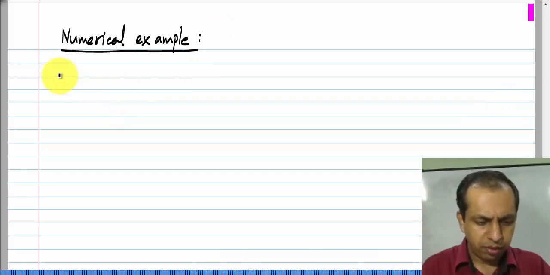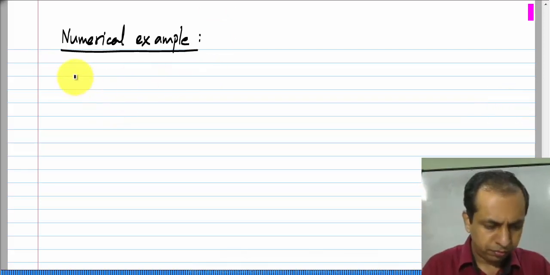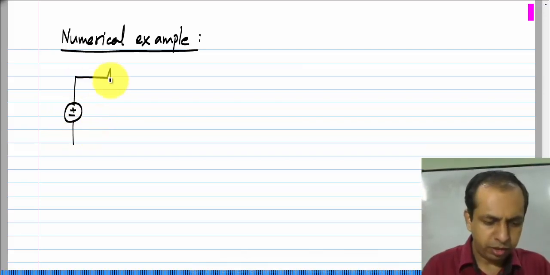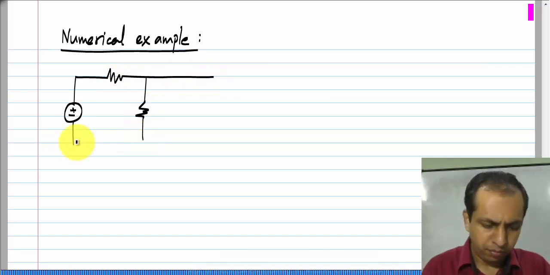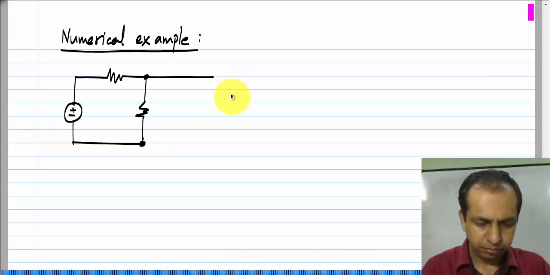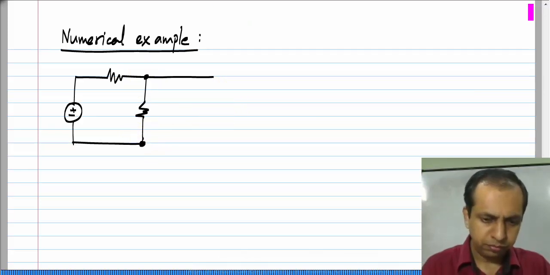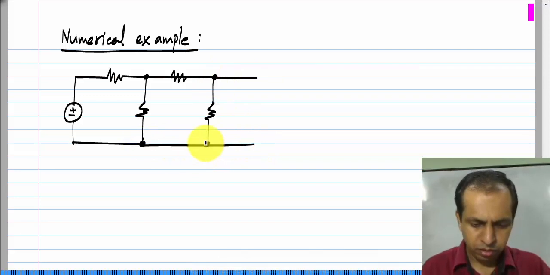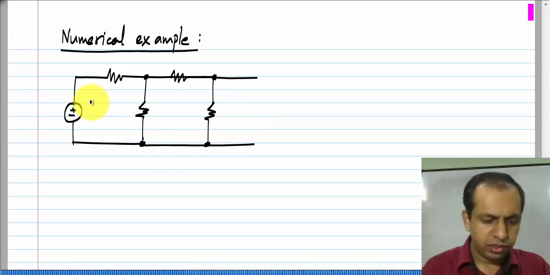Let me take an example. I will consider a simple circuit, okay, but it can be anything. This is the circuit given to me.